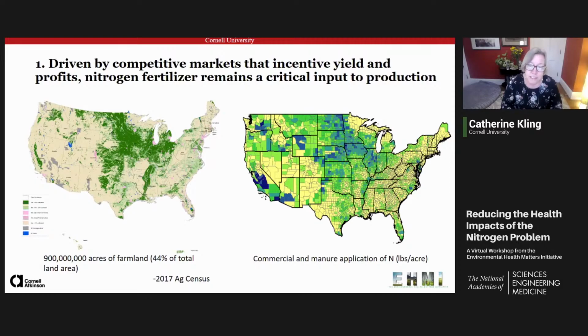That productive system uses a lot of fertilizer. And on the right, you can see in dark blue are the areas that have the highest intensity of fertilizer application from both commercial and animal sources. And you can see that, of course, it overlays pretty directly where agriculture is, and it's pretty extensive. Next.